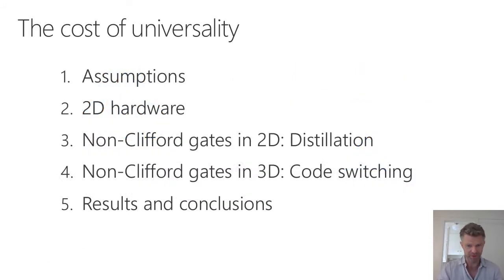So in the rest of the talk, I'm first going to specify and make a little bit more specific our assumptions. Then I'm going to outline what can be done with 2D hardware. So essentially how the Clifford part of the 2D quantum computer would work. Then we're going to go into how distillation would work in that setting. And then we will look at code switching in 3 dimensions. And finally, we will collect together these different parts and we'll compare the two approaches and conclude.